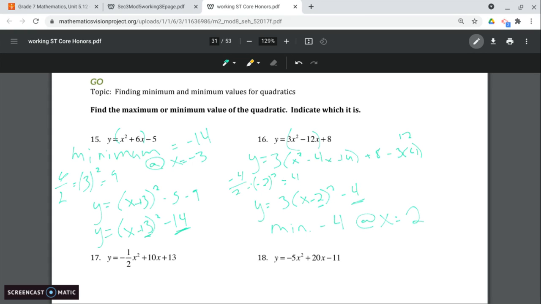So same idea for the last 4, just switching it to vertex form to find that minimum or maximum value. All right, if you guys have any questions, feel free to ask.